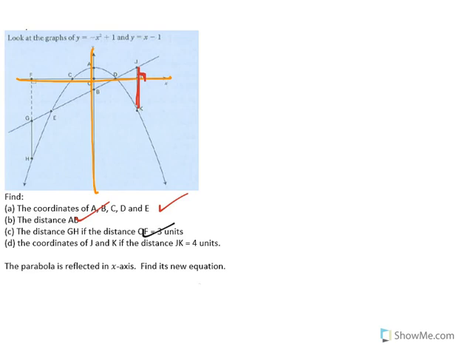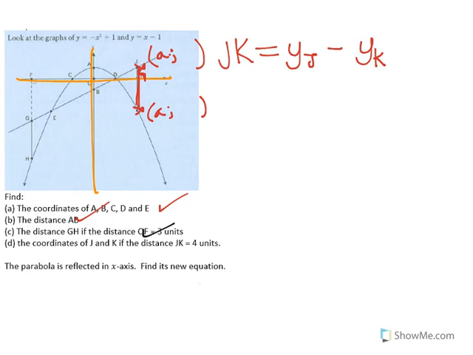Right, so in order to work this out, it's important that we go back to a fact that we've used for the past 2 questions. JK is going to be equal to the y coordinate of J minus the y coordinate of K. And so since we don't know what the x coordinate is, let's call it A. So we don't know what it is, we're just going to give it a variable name. And because these guys are vertically aligned, we know that if this guy's x coordinate is A, this guy's x coordinate is also going to be A.